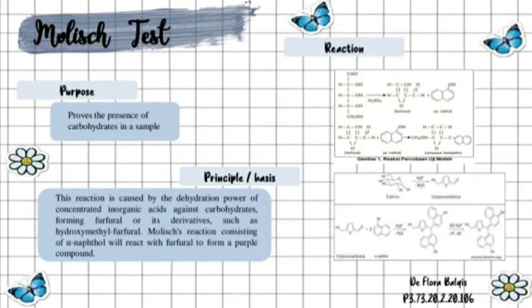First is the Molisch test. The purpose of the Molisch test is to prove the presence of carbohydrates in a sample. The principle of the Molisch test is that this reaction is caused by the hydration power of concentrated inorganic acid against carbohydrates, forming furfural or its derivatives such as hydroxymethyl furfural. In the Molisch reaction, alpha-naphthol will react with furfural to form a purple compound. And this is the reaction of the Molisch test.